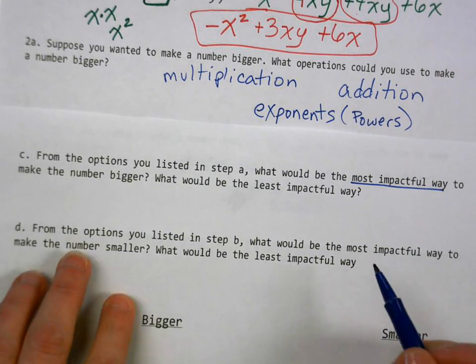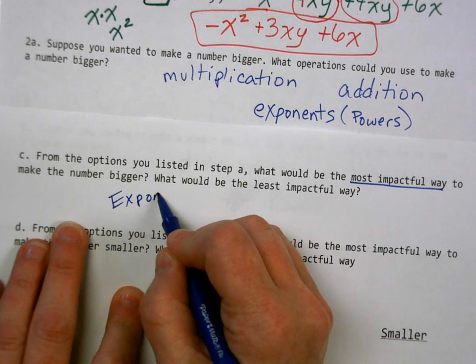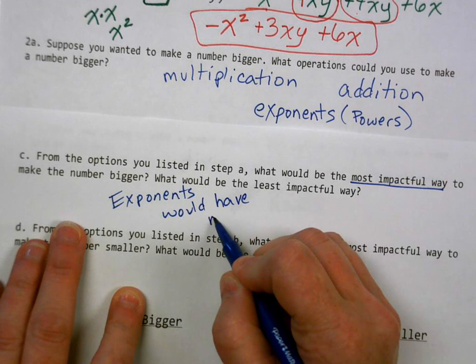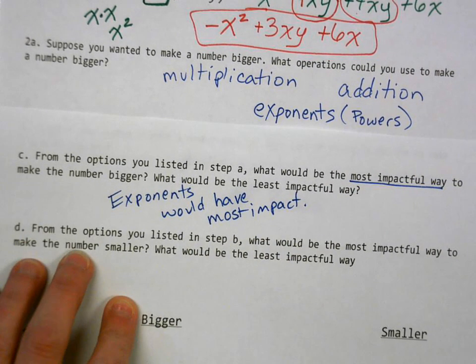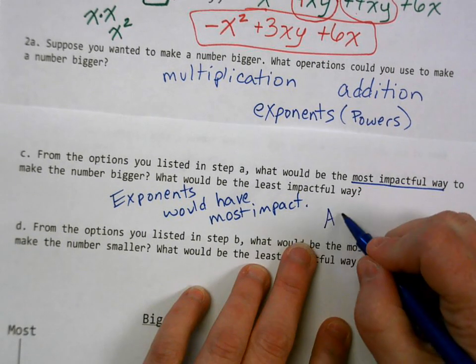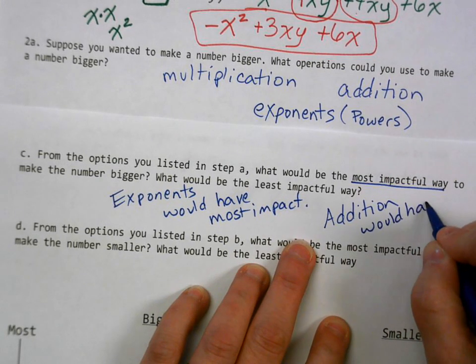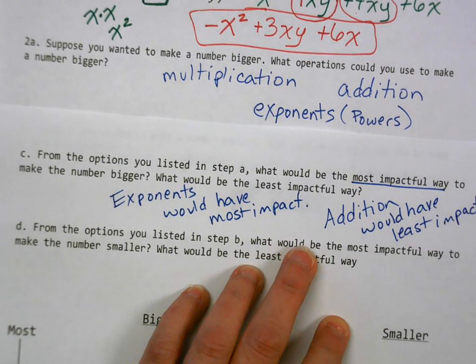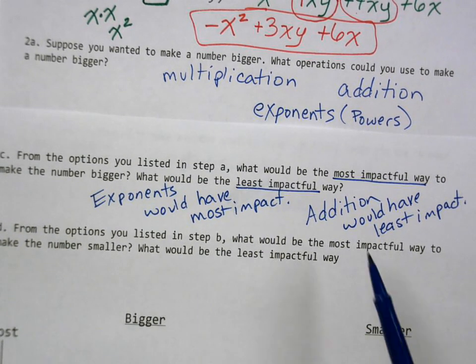Okay. So does everybody agree? So the most impactful way, exponents, would have the most impact. And what did you say would have the least impact? Addition. So we had most impactful and least impactful.